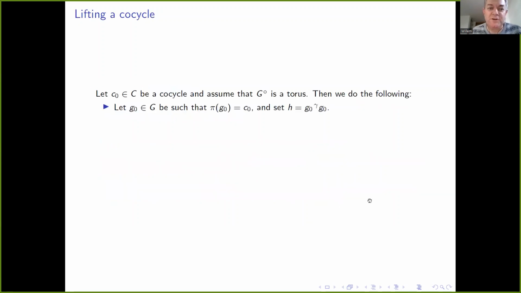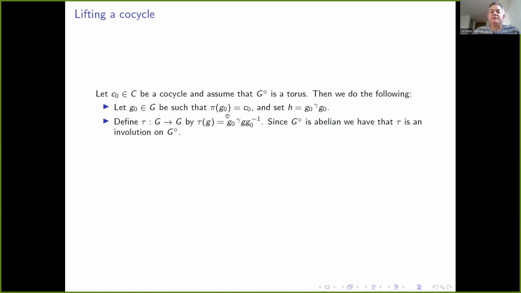So how to lift a cocycle? Now we suppose that we have a cocycle in the group C, in the component group, and we assume that our identity component is a torus. What do we do? Well, it's very short and simple. We first lift C naught to something in G. We can do that: we take an element g naught that represents our C naught. And then we compute this element h, which is g naught times the conjugate of g naught.